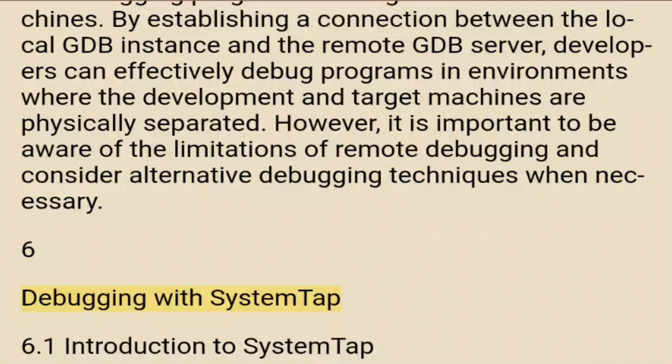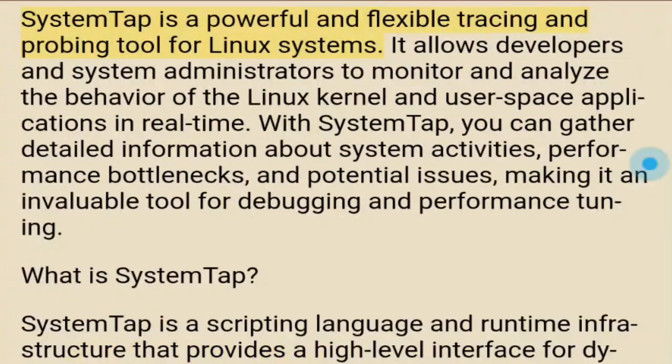6. Debugging with SystemTap. 6.1 Introduction to SystemTap. SystemTap is a powerful and flexible tracing and probing tool for Linux systems. It allows developers and system administrators to monitor and analyze the behavior of the Linux kernel and user space applications in real time. With SystemTap, you can gather detailed information about system activities, performance bottlenecks, and potential issues, making it an invaluable tool for debugging and performance tuning.